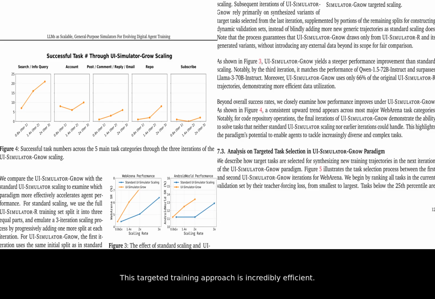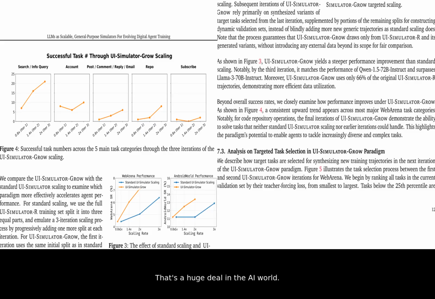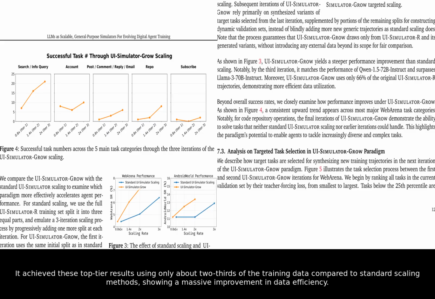The most impressive result came from the UI Simulator Grow method. This targeted training approach is incredibly efficient. By focusing on the most impactful tasks, it allowed a relatively small 8 billion parameter model to match the performance of a massive 70 billion parameter model. That's a huge deal in the AI world. It achieved these top-tier results using only about 2/3 of the training data compared to standard scaling methods, showing a massive improvement in data efficiency.